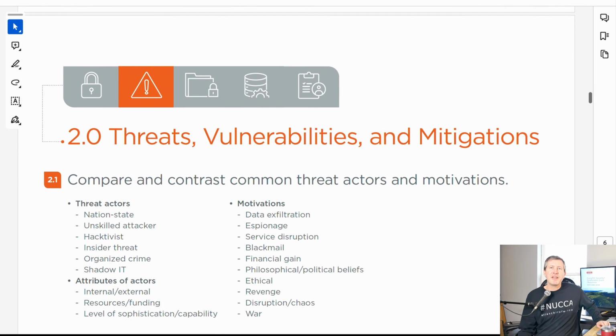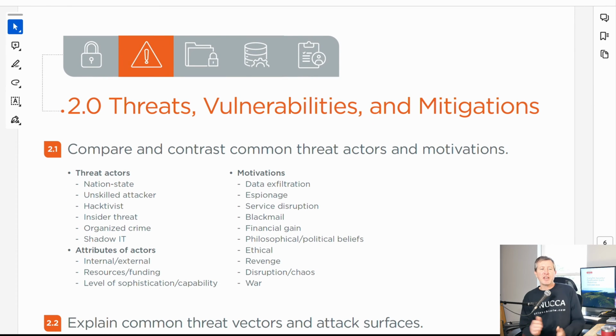But moving on to domain 2.0, threats, vulnerabilities, and mitigations. 2.1, subdomain 2.1, compare and contrast common threat actors and motivations. So here we're going to be talking about the various different threats to your organization. Are they going to be hacktivists? Are they nation states? Are they insider threats or organized crime?